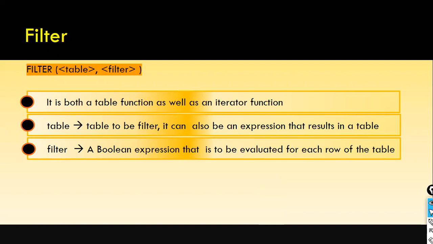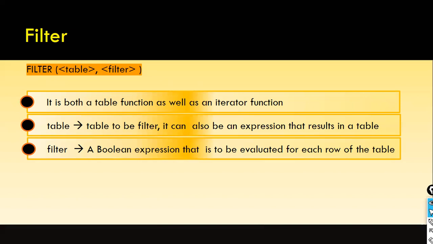You might be asking this question, right? The functions that end with X, I told you, those functions are called iterator functions. How come the filter function, which does not end with X here, is an iterator function? This is an exception. The filter is an iterator function. Look, it is both a table function as well as an iterator function.